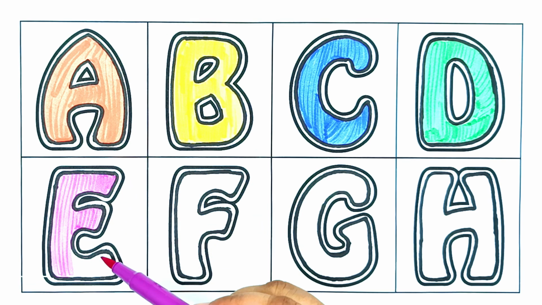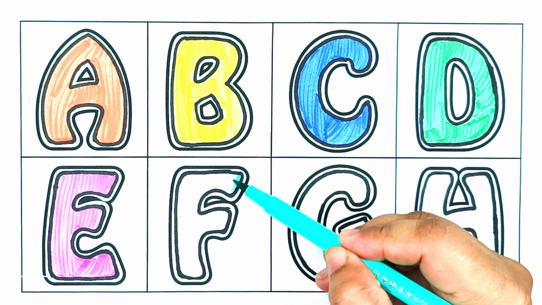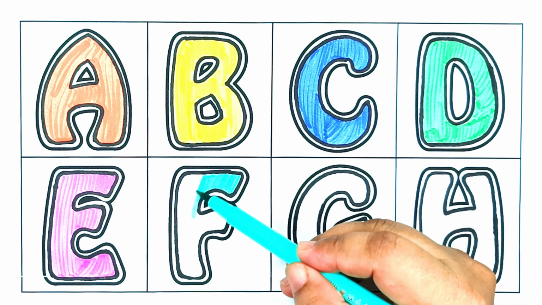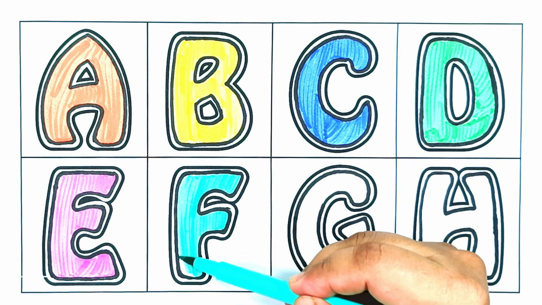E, exciting Easter egg hunt. E is for elephant. Blue color. F is for frog. F, fantastic frog and toad tails.